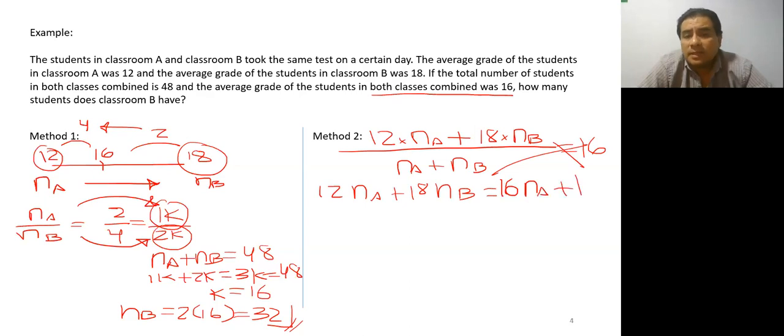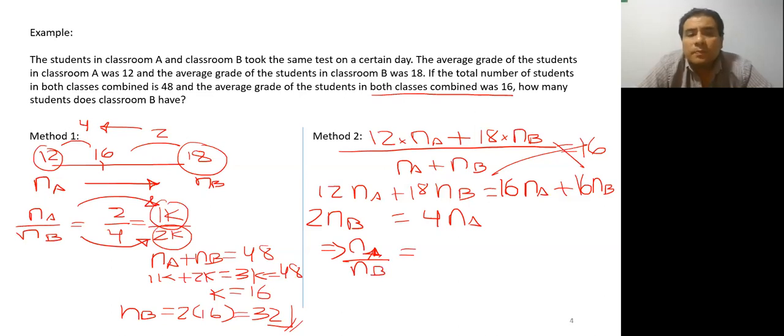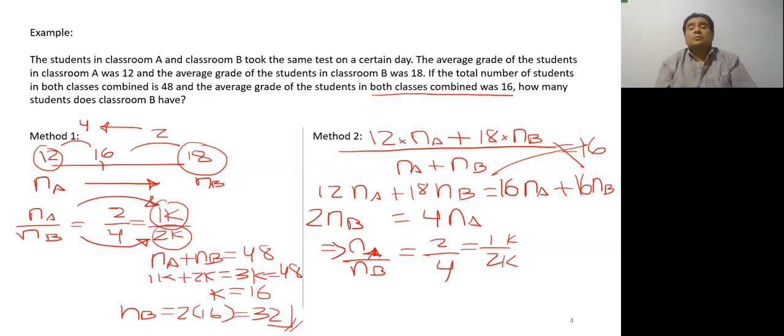16 NA plus 16 NB, and then now we have NB. 2 times NB equals 4 times NA, and from here again we have that the proportion is the same, 1/2 or 1K over 2K. And from this, we can solve in the same way as in method 1, right? So these are two possible ways to use that formula of weighted average.